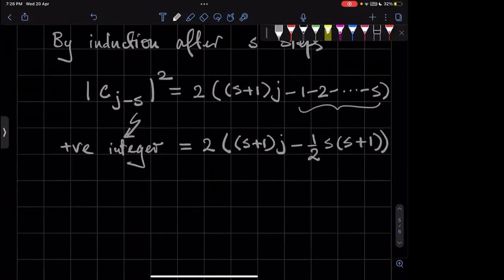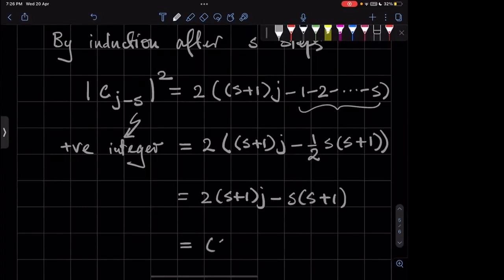So if we simplify this, what do we get? We get 2S plus 1J minus half and 2 gives me 1 S times S plus 1. So we factor out S plus 1. So we get 2J minus S. Okay. So this is what a generic Cj minus S squared is.